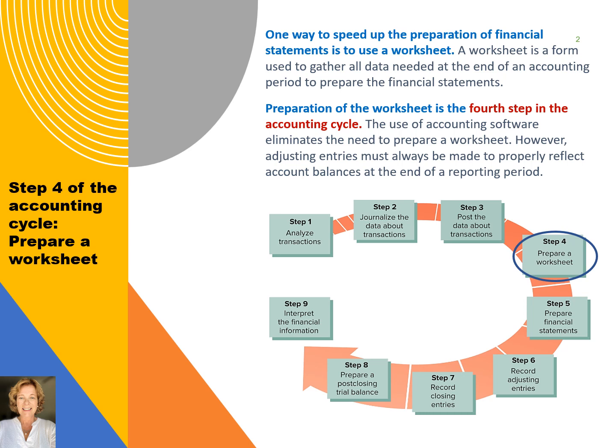But in order for financial statements to be useful, they have to be accurate and they have to be delivered timely. So, in terms of that timeliness, the worksheet helps accountants speed up the preparation of financial statements. A worksheet is a form that is used to gather all of the information that accountants will need to prepare the financial statements. It's the fourth step in the 9-step accounting cycle, and the accountant uses it to also prepare adjusting entries that are made before financial statements can be issued.